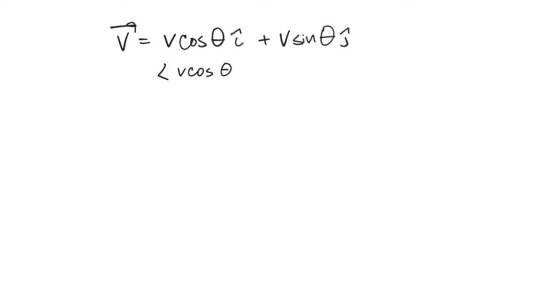So our generic notation was that a vector equals the magnitude of the vector times cosine theta in the x direction, which is i hat, plus the magnitude of the vector times sine theta in the y direction, which is j hat. And we could also notate that, using brackets, as v cosine theta, comma, v sine theta. I'm not doing the z direction, but it would just be a zero tacked on to the end.